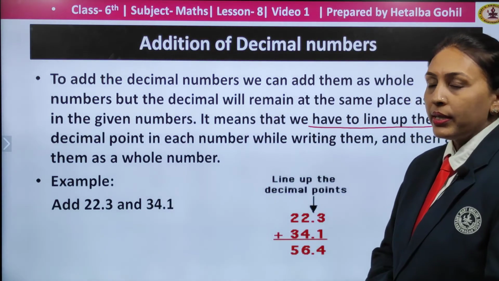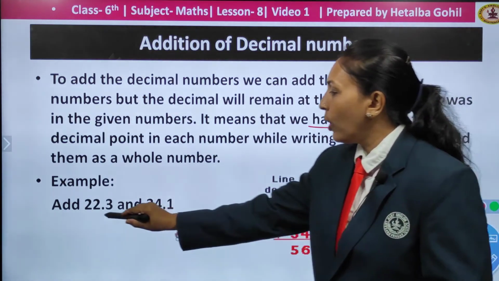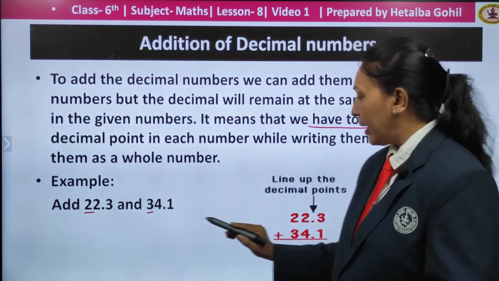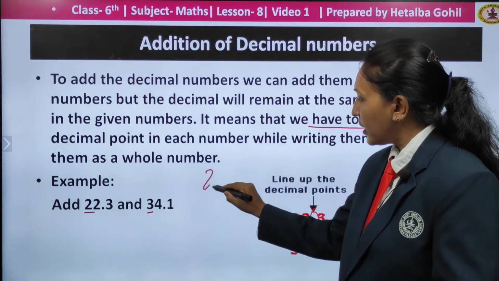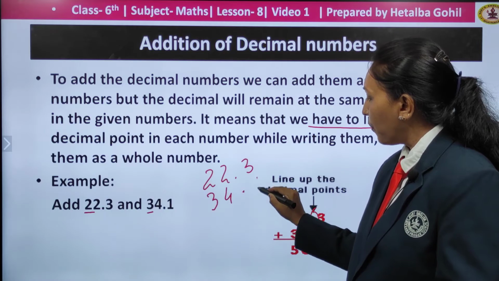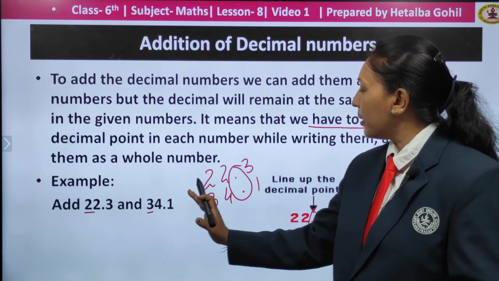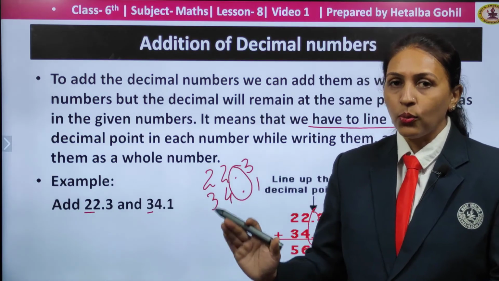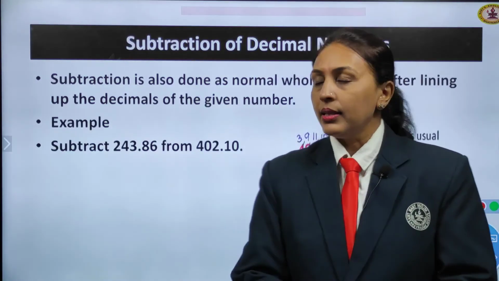Now, the most important thing is that you have to line up the numbers according to the decimal point. So, the whole number part will come under the whole number part, but the decimal point you will not shift from here to there. That will come here in the same line, you can see here. Suppose 22.3 and 34.1. So, the decimal points will be coming in one line and the remaining whole number part and the decimal part will be adjusted according to its place value only. Okay, and then normally how do we add the numbers? We can add the numbers.